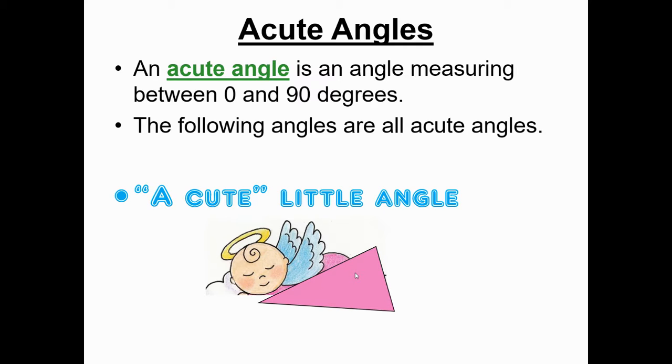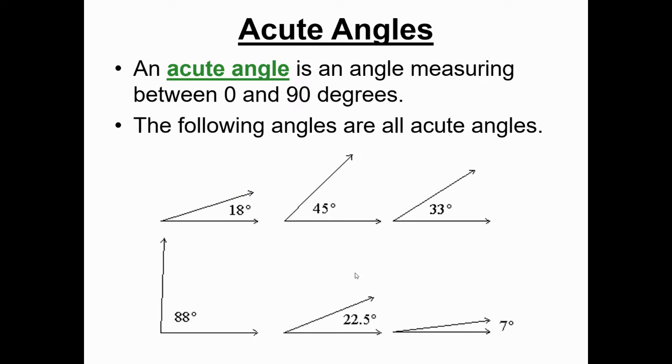So when I was your age and I was learning about angles, I learned that an acute angle, you could say, is a cute little angle. Just like if you were to look at a little baby, oh, what a cute little baby. This is a cute little angle because it's less than 90 degrees. So that's an acute angle. I want you to pause this video and record that information down for yourself.